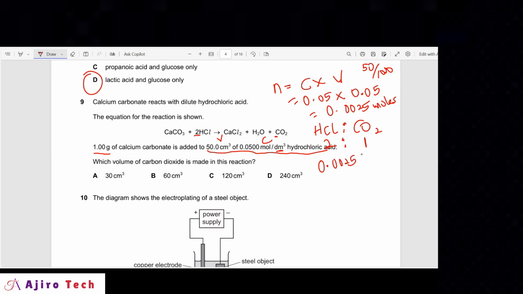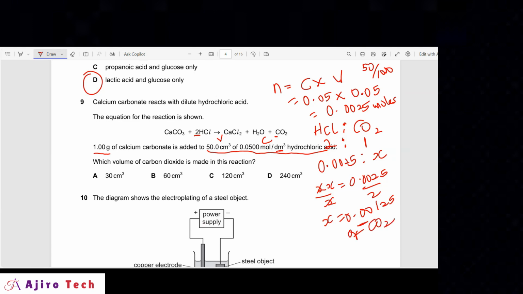So what would 0.0025 be? That will give you X, so solve for X here. In this case you have 2X equals 0.0025. Divide this by 2, so let's have that calculation now. We have 0.00125 moles. So this is the number of moles of the carbon dioxide gas.